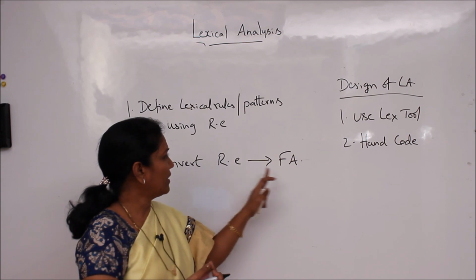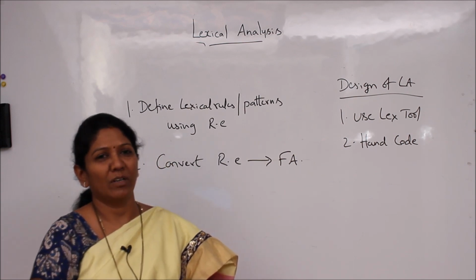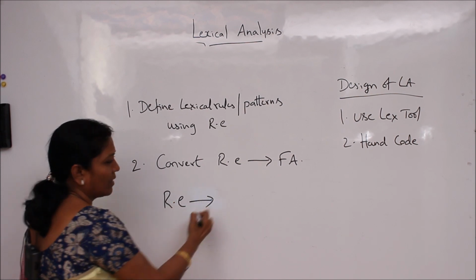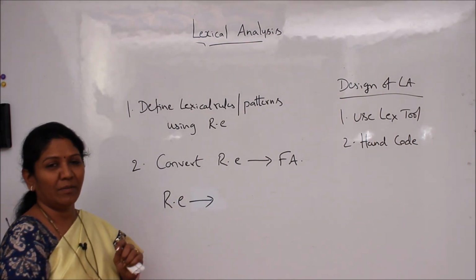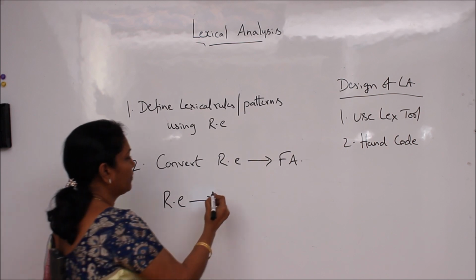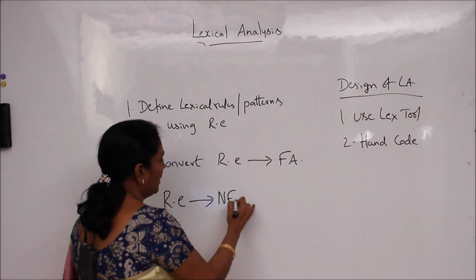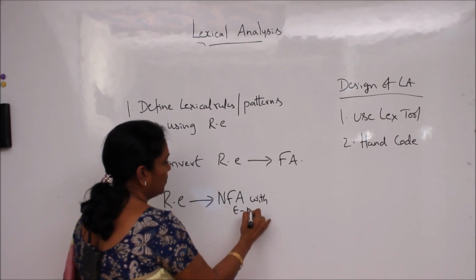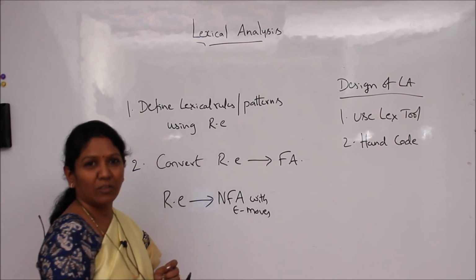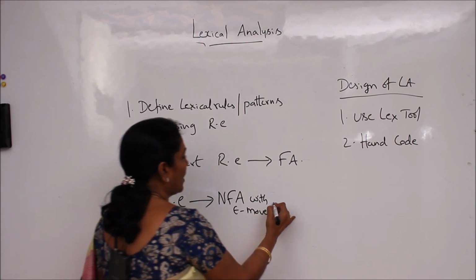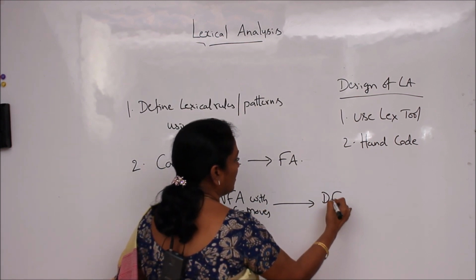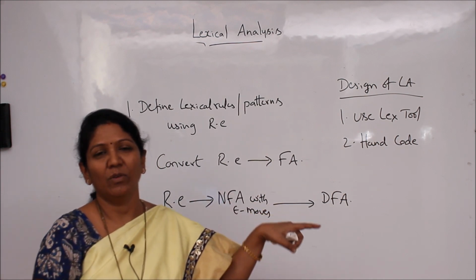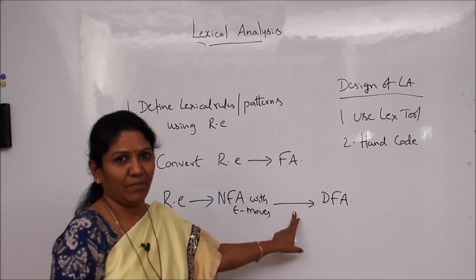So to convert a regular expression to finite automata, generally what do we do? There is a mechanical procedure of converting a given regular expression into an NFA with epsilon moves, which is called Thompson construction. Then once you have the NFA, you can straight away convert it into a DFA, using subset construction.